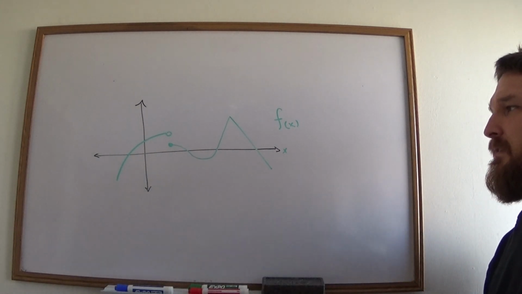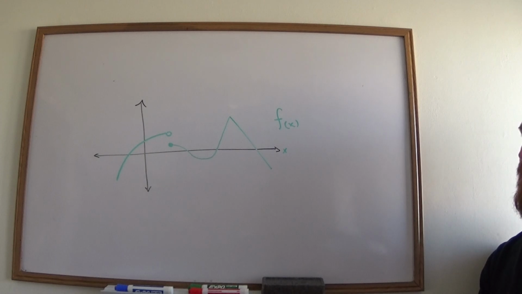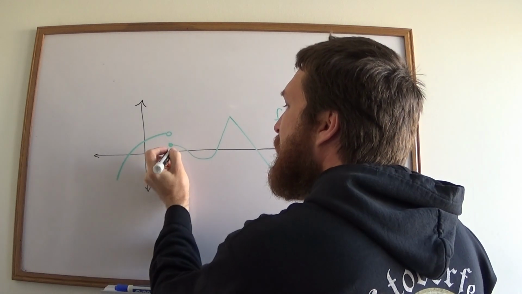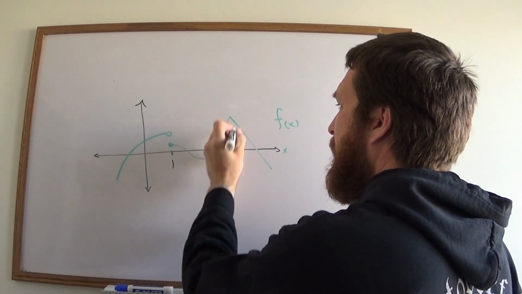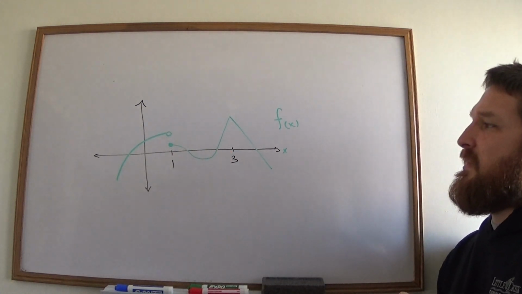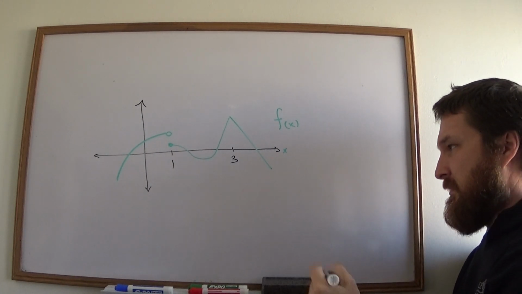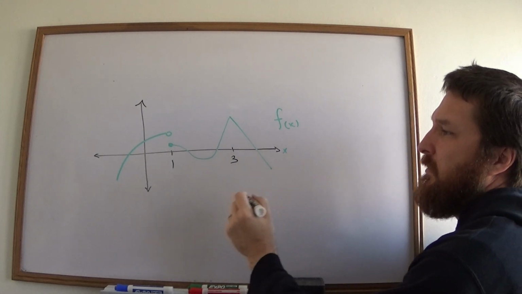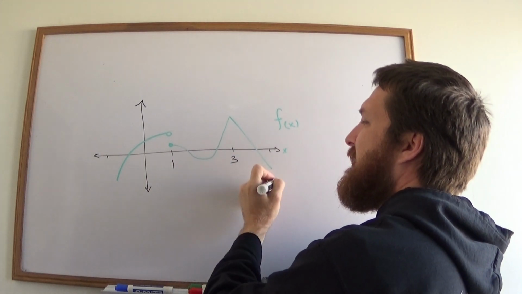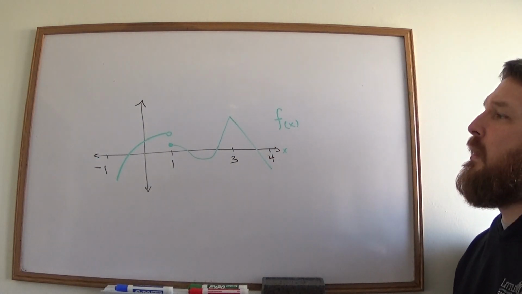I'm going to ask a few questions about this kind of thing. First off, again, give it some numbers. Here's 1. And let's say this is 3 here. Here's a question. Where is f continuous? On what interval is f continuous? Let's assume that f is defined on -1 up to 4.